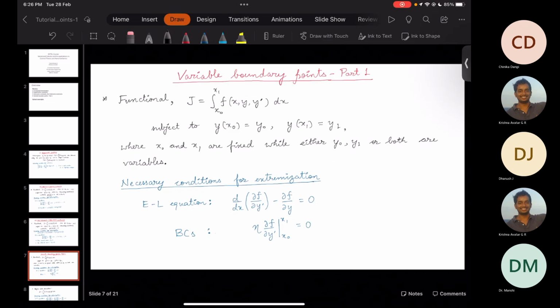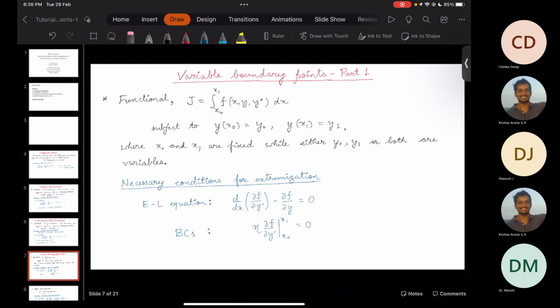Okay, the necessary condition for extremization of such problems is given by the Euler-Lagrange equation, which is d by dx of dou f by dou y prime minus dou f by dou y is equal to 0. And the boundary condition is given by eta into dou f by dou y prime evaluated at the endpoints x naught and x1, which has to equate to 0.